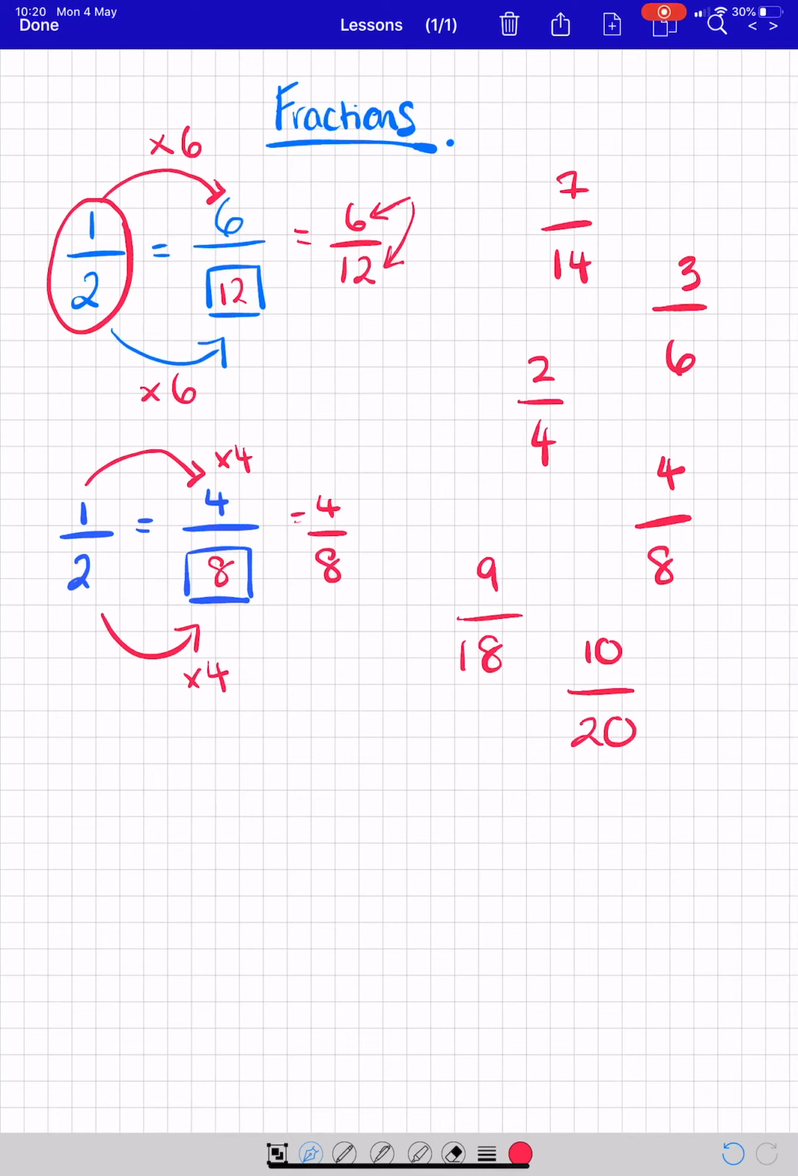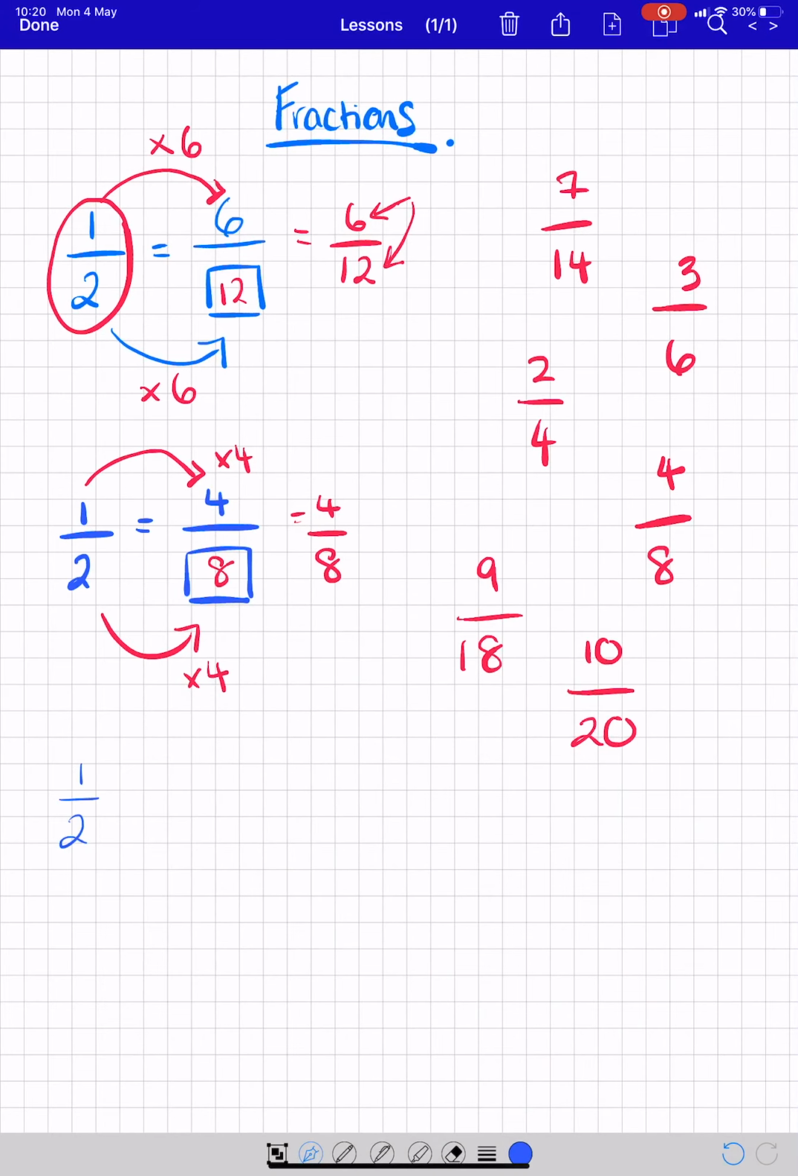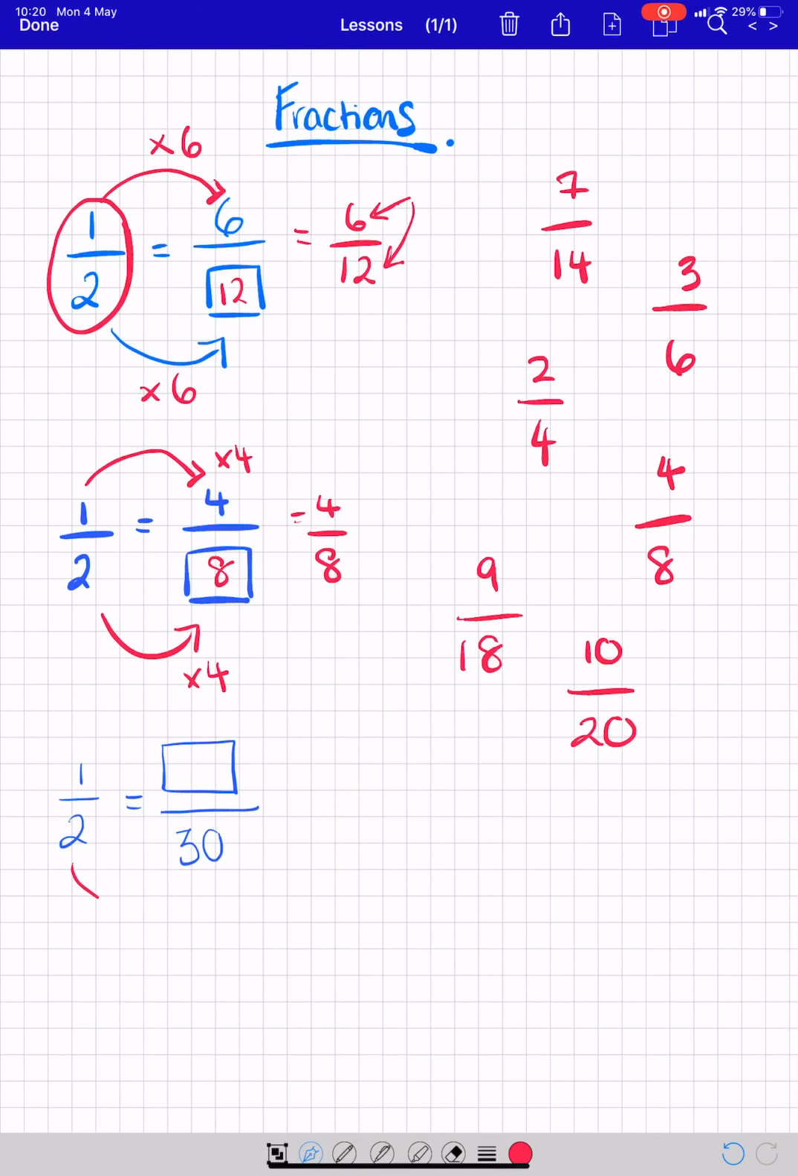Okay? All right, so another example then using a half could be a half equals, and then on the top here I've got a spare box, and on the bottom here I've got 30. Okay, so you need to decide what you've done to get from 2 to 30 now, instead of 1 to something. So 2 times 15 is 30. So 1 times 15 is 15. Okay? All right, moving on.